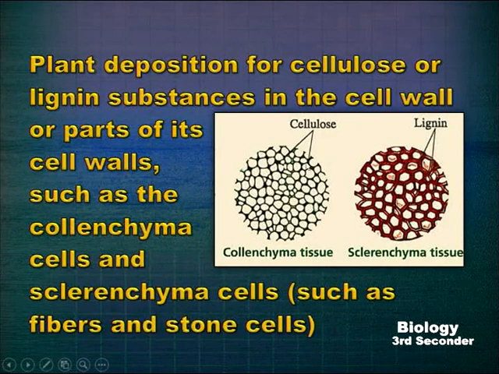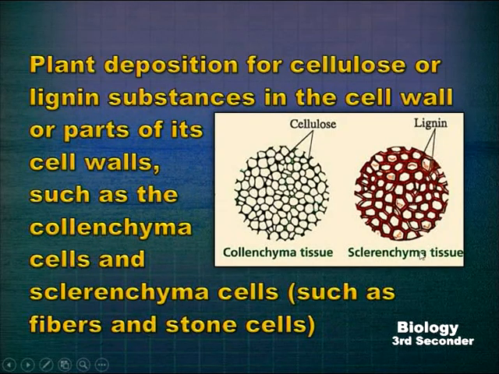Another example is the deposition of cellulose or lignin substance in the cell wall or parts of its cell wall. As you see in collenchyma, cellulose is deposited in the intercellular spaces between the cells. Don't forget that parenchyma cells are arranged in an irregular way, so parenchyma have large intercellular spaces for aeration. But collenchyma, no. There are no or few intercellular spaces in collenchyma tissue due to deposition of cellulose outside the cell. Sclerenchyma have two depositions, cellulose outside and lignin inside.